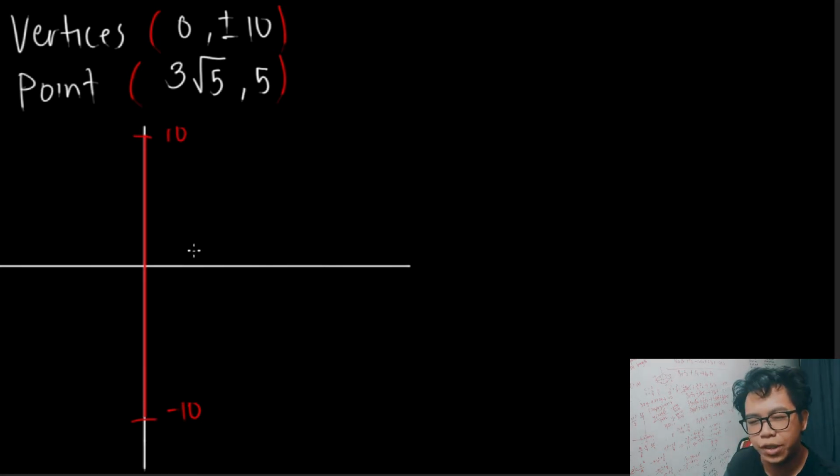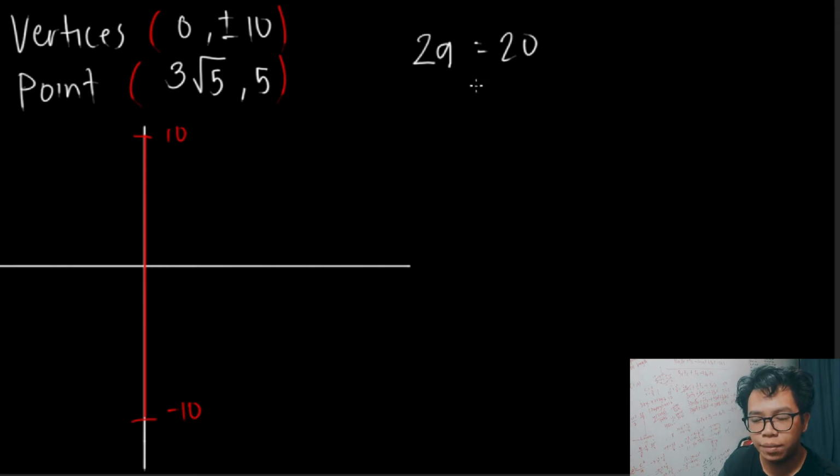Now, kapag na-plot nyo na yung vertices, ganito gagawin nyo. Hanapin nyo yung distansya ng vertex to vertex. Ibig sabihin, ito nasa 10, ito nasa negative 10. Hanapin nyo yung distansya nila, yung length pala. So, ito, 10, pababa, edi 20. Ngayon, yung 20 na yan is the major axis, which is 2a. So, 2a is equal to 20. Okay, gets?